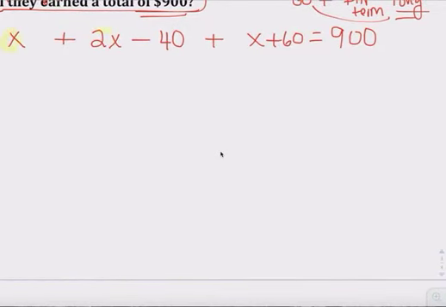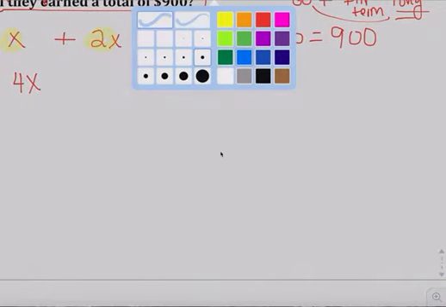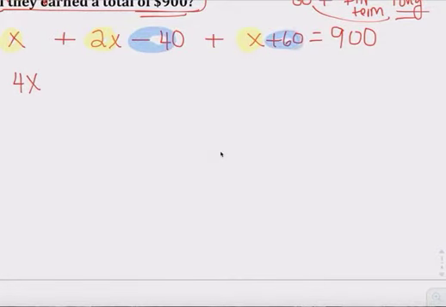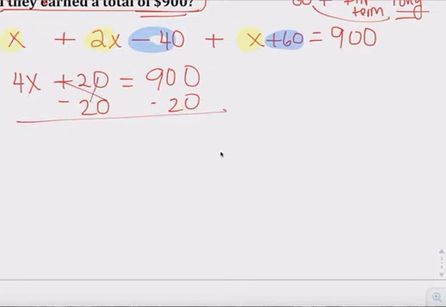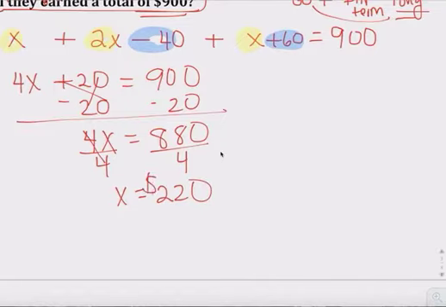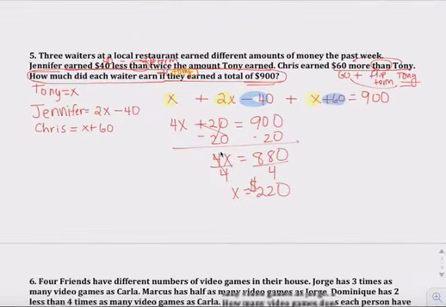So I got x, 2x, that's 3x, that's 4x. And then I have the negative 40 and a positive 60. That's a positive 20. Then that equals 900. Minus 20, minus 20. 4x equals 880. Divide by 4, divide by 4. x equals 220. $220 belongs to x. x belongs to Tony. So Tony makes $220.